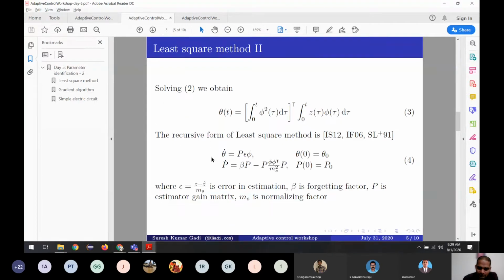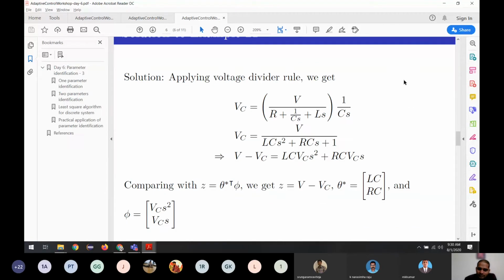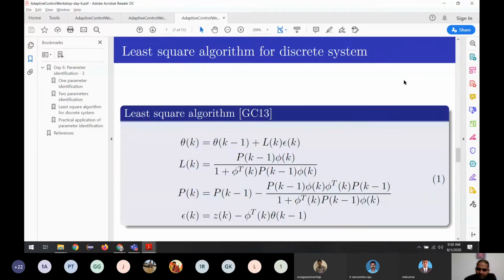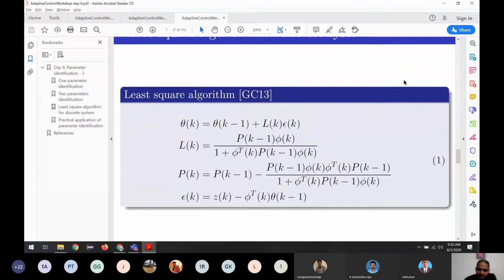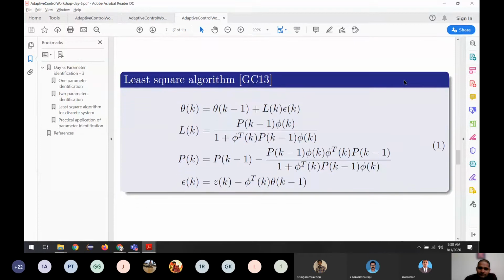This is the fourth equation. Fourth is the least square algorithm we have. If we apply this to the discrete time, we get the discrete time algorithm for the least square method. So what does discrete time mean?